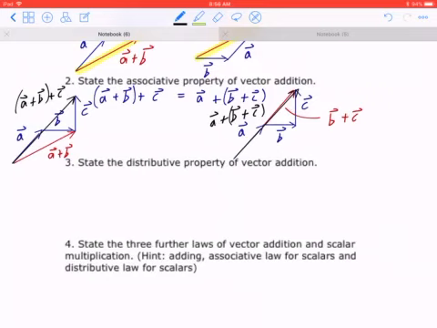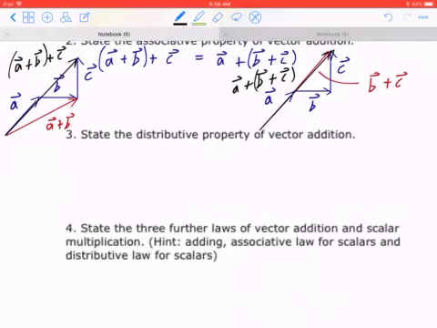Okay, so again, just like the commutative law, if you're adding three vectors, order doesn't matter. You can add the first two or add the last two, and the final resultant vector is the same. Number 3, state the distributive property of vector addition.